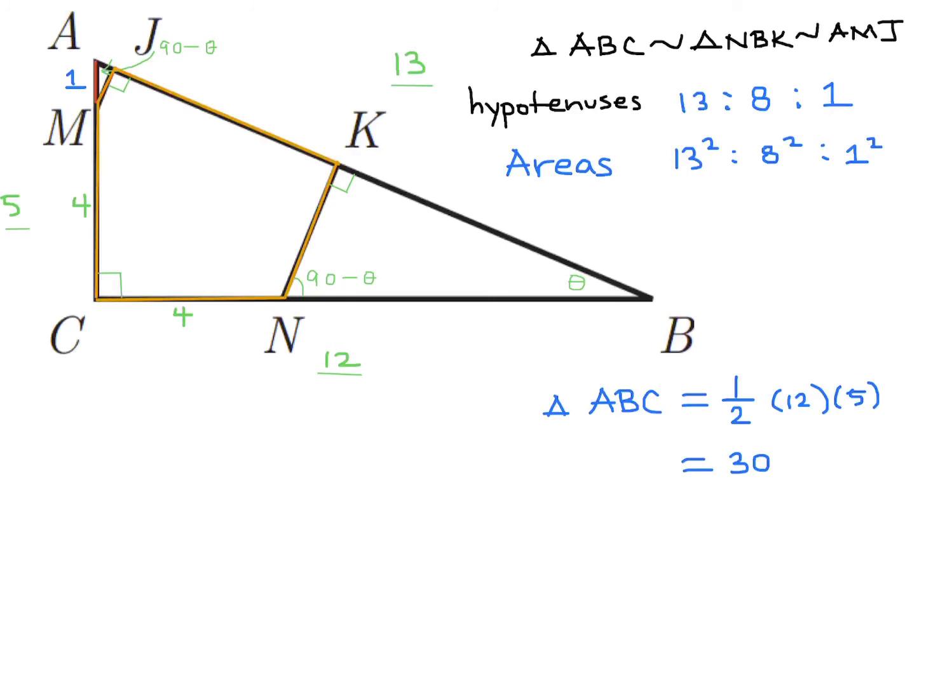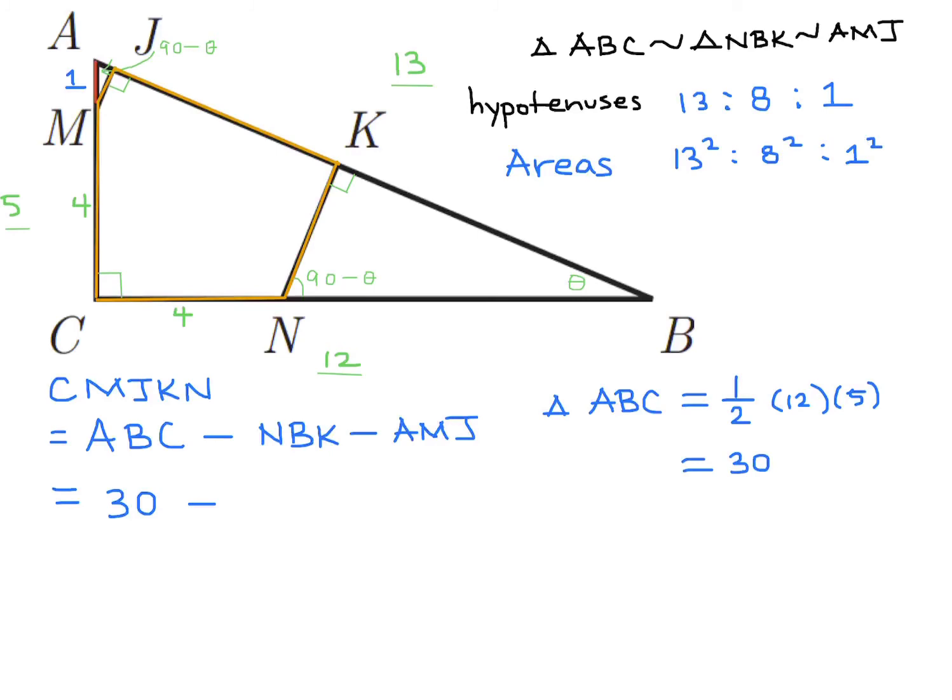Now how do you figure that out? Well, you basically take the total area of ABC. So we want CMJKN. It'd essentially be the total area, subtract from it the triangle NBK, and subtract from it the very small triangle AMJ. And that will give you what we're looking for. Well, ABC we just figured out was 30. Now NBK, remember, the ratio of the areas has been given thanks to the hypotenuses. So that ratio helps us to figure out NBK. It's basically 8 squared over 13 squared times the area of ABC. And then AMJ, very similarly, 1 squared over 13 squared times the area of ABC, which is 30.